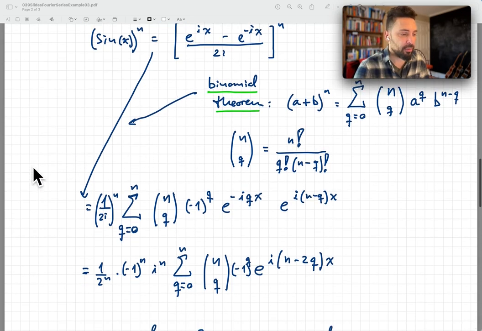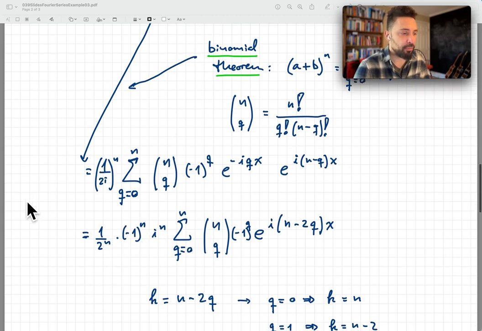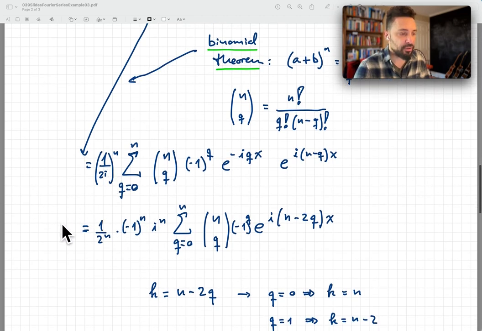And so now simplifying further, we see that 1 over i to the nth power is actually minus i in the numerator to the nth power. And so we have 1 over 2 to the n, and then minus 1 to the n, i to the n. So that's just putting this i in the numerator. We didn't have to do that. We could have left it in the denominator, and that's totally fine.